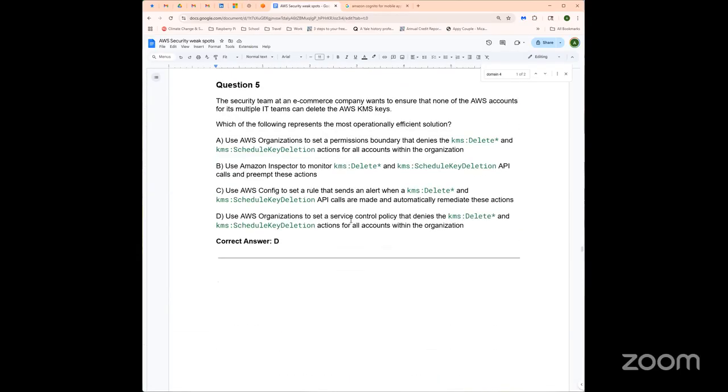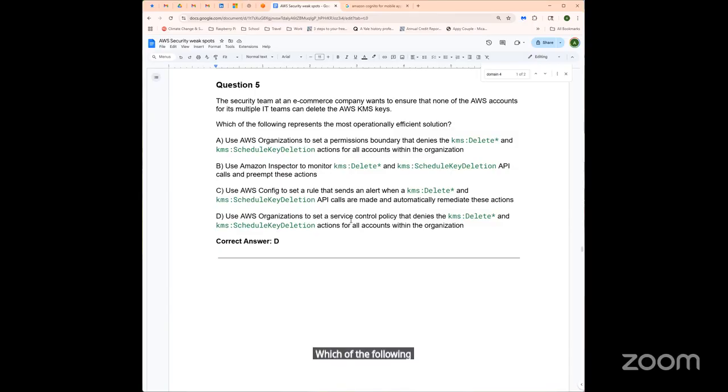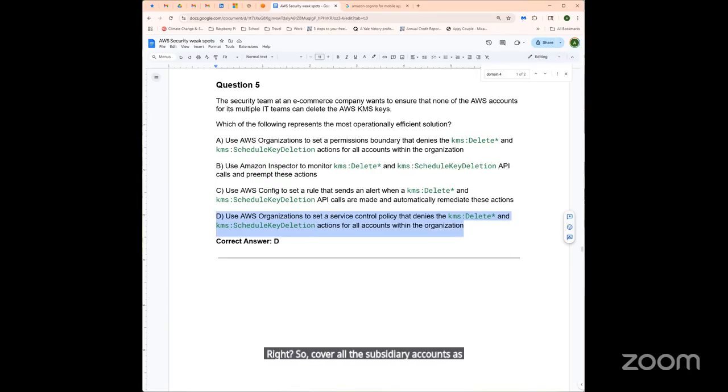All right, the security team at an e-commerce company wants to ensure that none of the AWS accounts for its multiple IT teams can delete the AWS KMS keys. Which of the following represents the most operationally efficient solution? The answer is D, which would be use AWS Organizations to set a service control policy that denies the KMS delete and the KMS schedule key deletion actions for all accounts within the organization, so cover all the subsidiary accounts as well. So why is this correct?